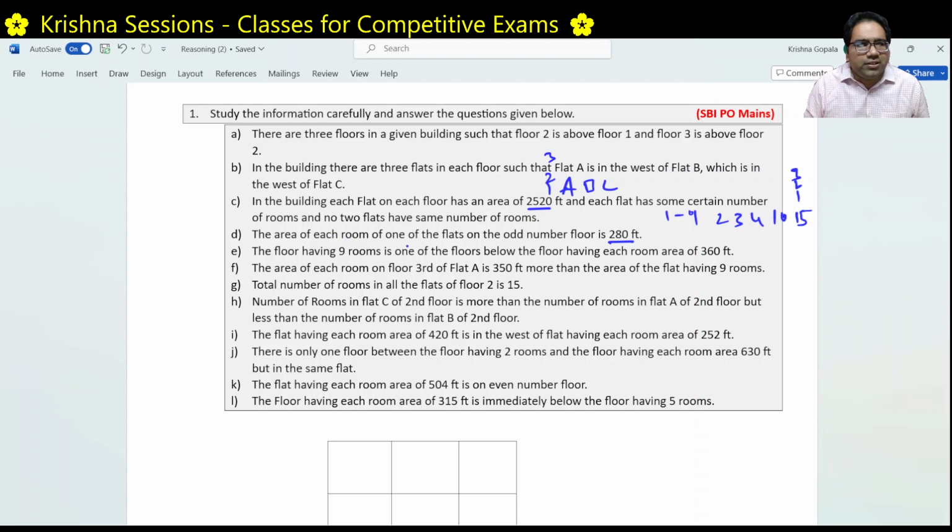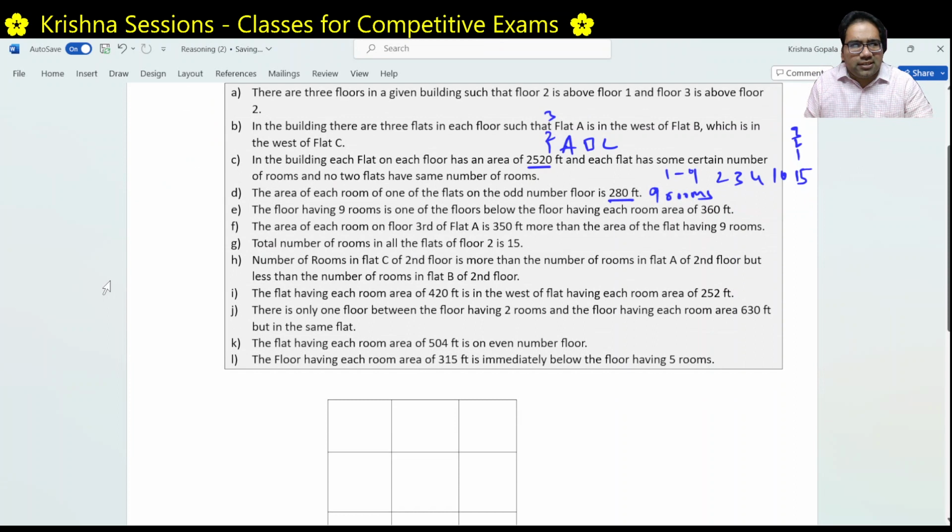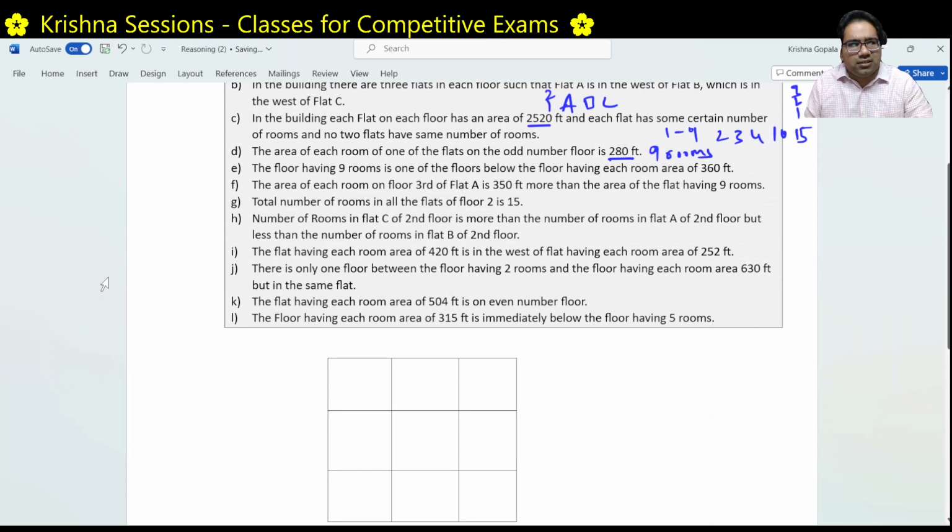The area of each room of one of the flats on the odd number floor is 280. That means this flat has got 9 rooms, because 2520 by 280 is actually 9. Now he's saying this flat is on an odd number floor. How many odd numbers? There are two odd numbers in this case, right? The two odd numbers are first floor and third floor.